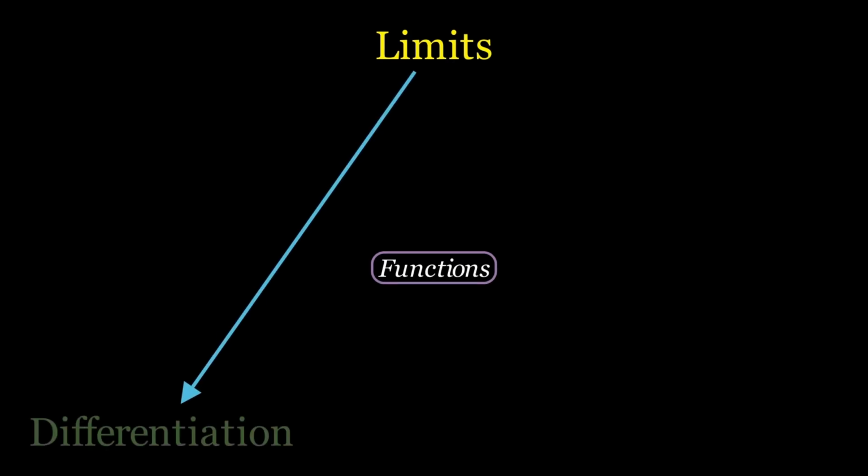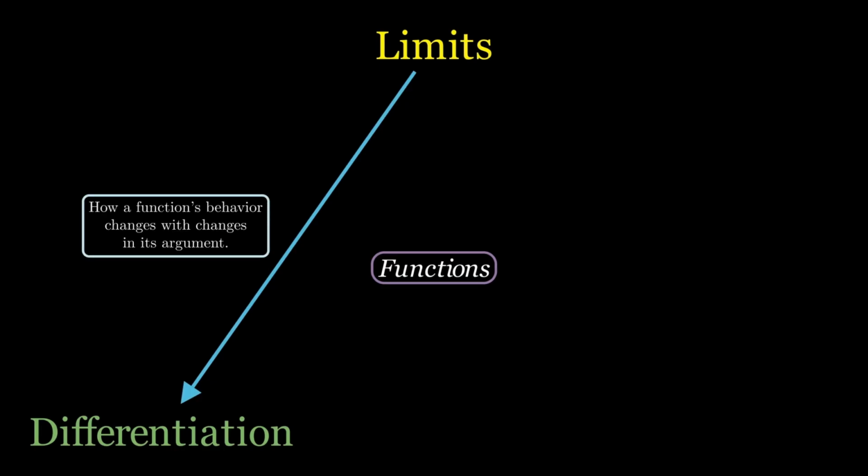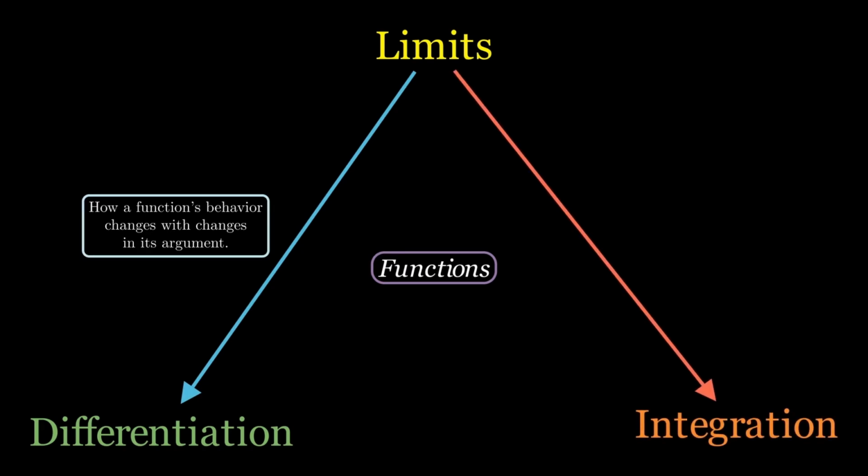Let us start by taking a global approach and look at how calculus is structured. As mentioned before, the theory of limits is mainly used to better understand real value functions of a real variable. This theory has important implications. The first is a theory of differentiation. This theory explores how a function's behavior changes with changes in its argument. The second implication is the theory of integration.